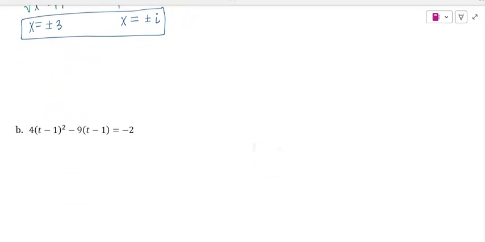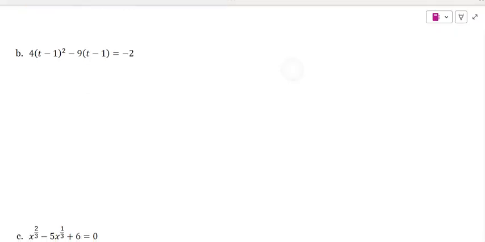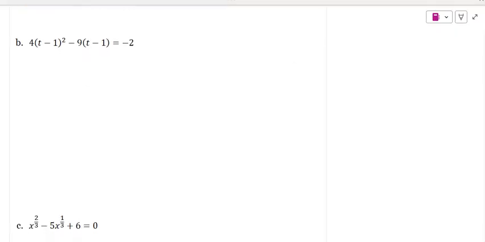Let's look at example B. I'm looking at the term that's in the middle. Well, it's not in the middle yet. Let's start by adding 2 to both sides.